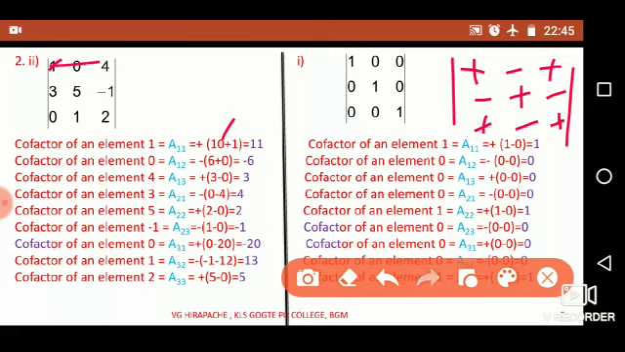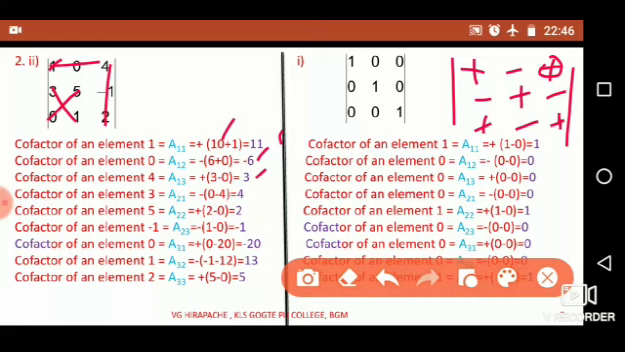Therefore, let me find out the minor of 4. The minor of 4 is 3 ones are 3, minus 0 fives are 0. That is 3 minus 0 is 3, and that is multiplied with a plus sign. Therefore, plus 3. Therefore, 11, minus 6 and plus 3. These are the cofactors of the first row.